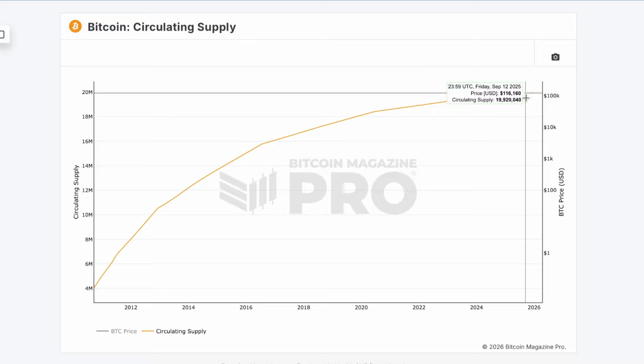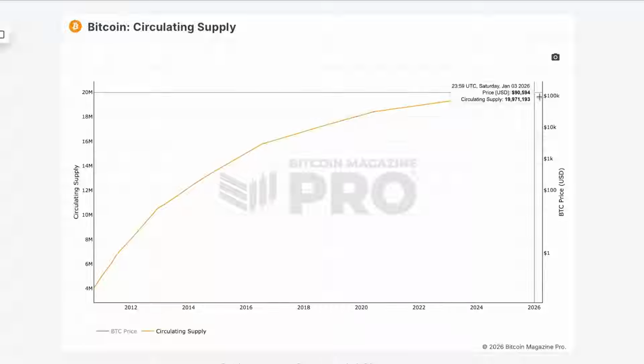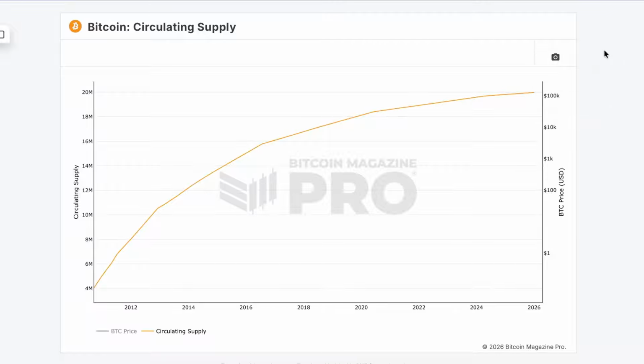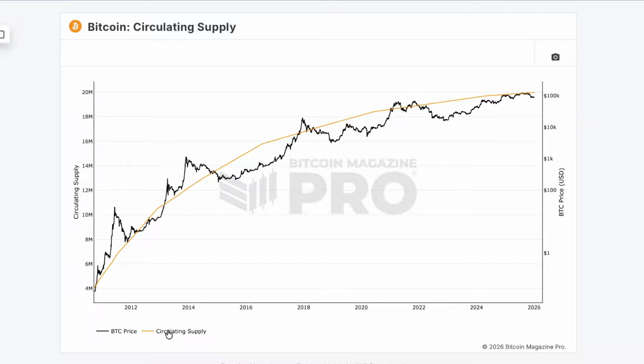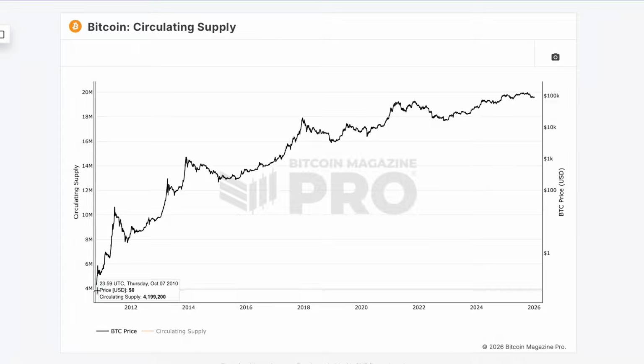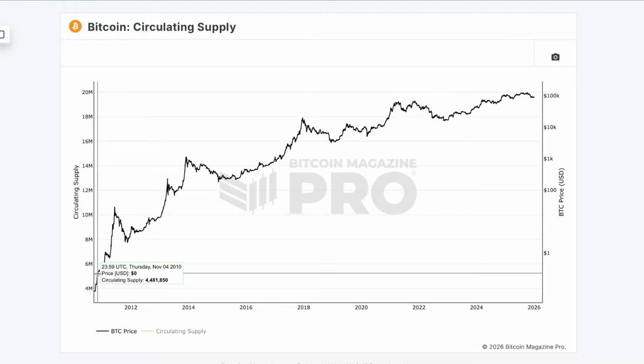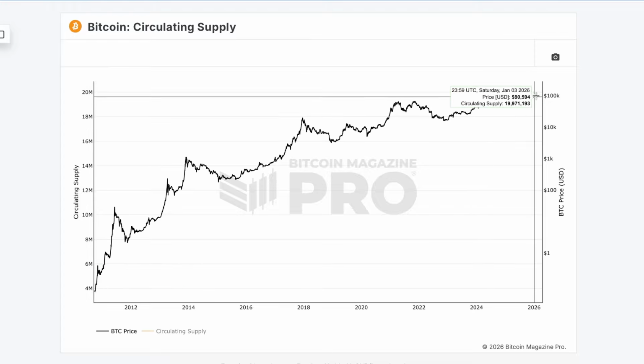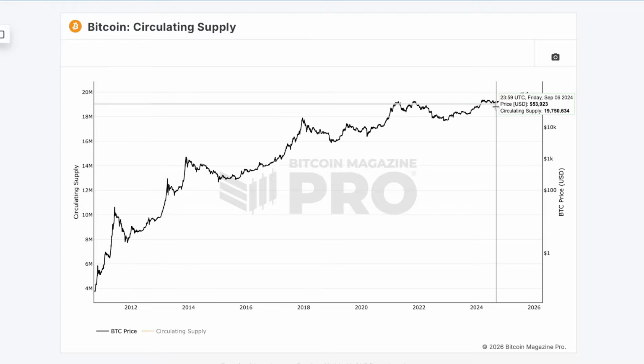So we're never going to see more than 21 million Bitcoin in circulation, and we're not going to see that last fraction of a Bitcoin actually hit the network until 2140, well over a century into the future. Now, if I just add on the Bitcoin price, what we can see is this is a logarithmic chart. So we can see all the way back here, it started at less than $1, and today we can see the Bitcoin price hovering around six-figure territory.